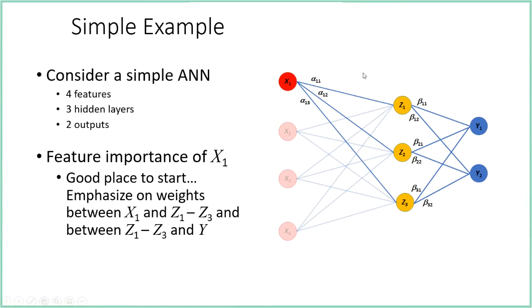So we can think about this intuitively. We think, okay, well, if alpha 1,1, alpha 1,2, and alpha 1,3 are all large, and all the betas are large, then we imagine that the impact of x1 on y is large. That's a relatively good place to start. And in fact, most of the importance measures that have been developed for feed-forward neural networks are based on the idea of using these weights in some way, shape, or form.